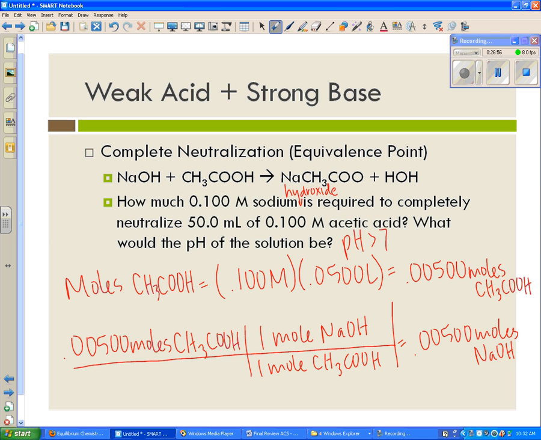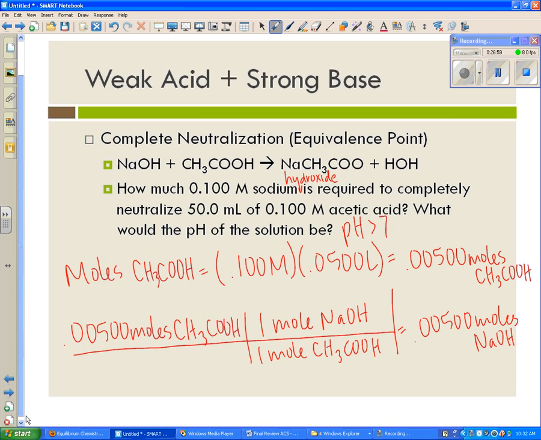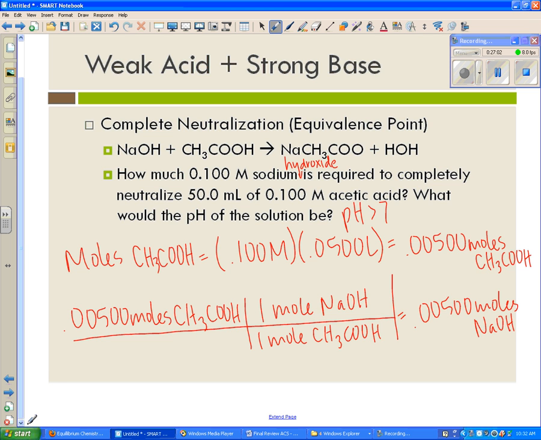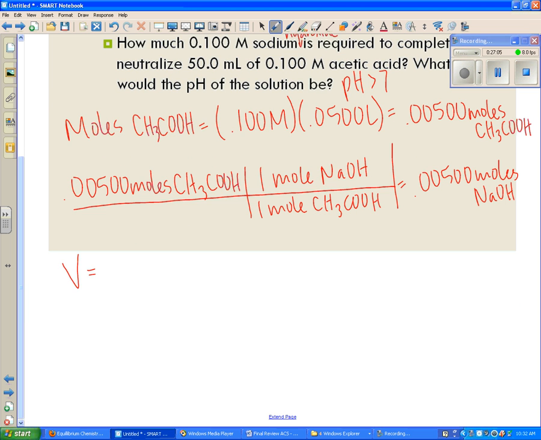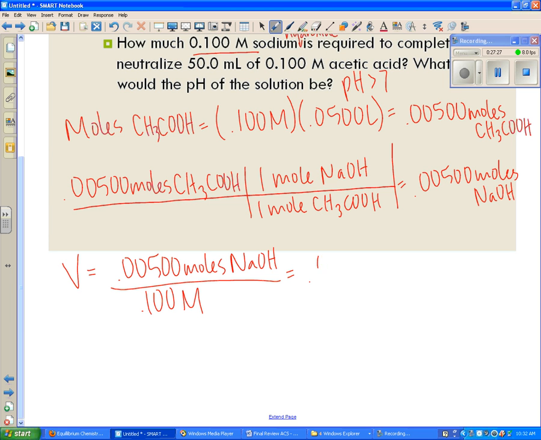If I know the moles of sodium hydroxide and the molarity of sodium hydroxide, how can I find volume? Volume is equal to moles divided by molarity. So 0.00500 moles of sodium hydroxide divided by the molarity of sodium hydroxide, which in this case is a 0.100 molar solution. So this will give me 0.0500 liters of sodium hydroxide, which is equivalent to 50.0 milliliters.